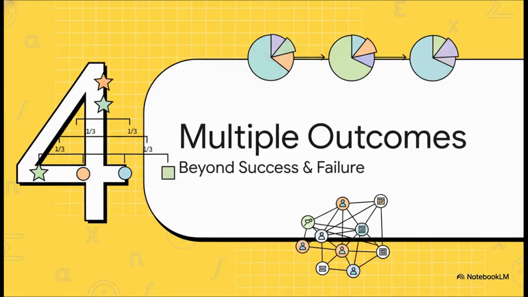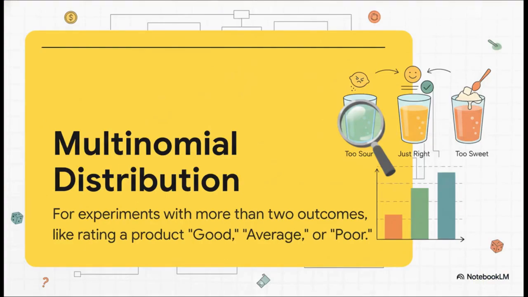The binomial is great, but let's be honest, life isn't always a simple success or failure situation. Sometimes you've got multiple possible outcomes, and for that, we need to graduate to a different kind of distribution. Say hello to the multinomial distribution. You can think of it as the bigger, more flexible cousin of the binomial. It's designed specifically for experiments where you have more than 2 categories. A perfect example is something like a product rating: good, average, or poor. You've got 3 outcomes, so binomial won't work.